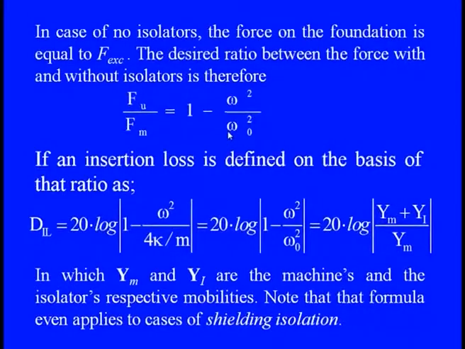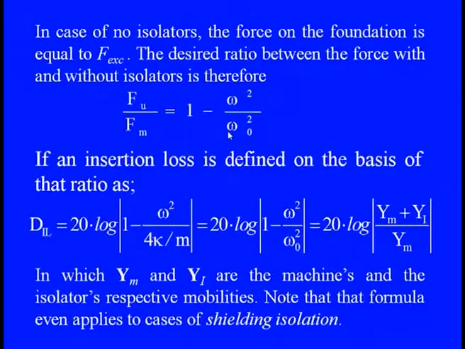So, in the case of no isolator, the force is directly transmitted to the foundation from the machine, and this equals F excitation. The desired ratio between the force with and without isolation can be stated as Fu by Fm equals 1 minus omega square by omega 0 square. This is a direct relation between the forces transmitted from machine to foundation, with or without the springs in between.